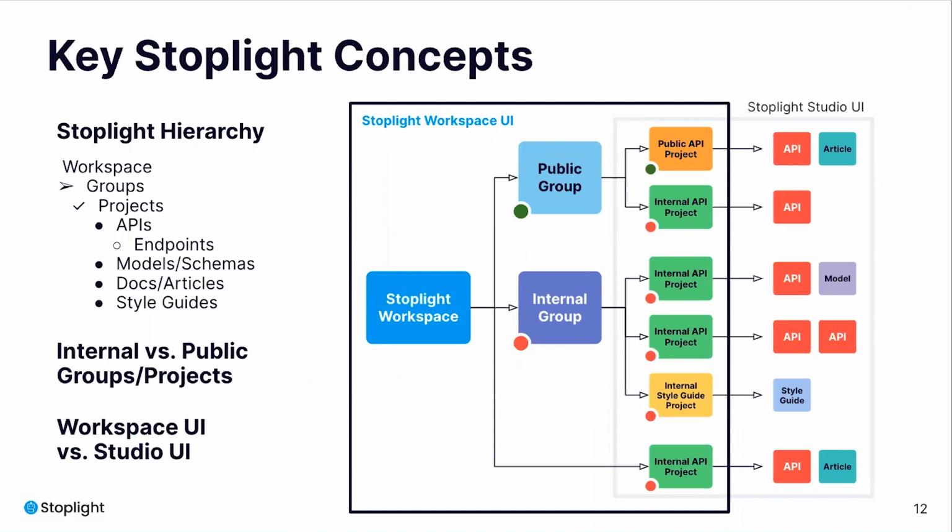All right, so your hierarchy begins at your workspace. In there, you're going to have users, and teams are users grouped together for easier management. And then you have projects and groups. Groups are a collective of projects stored together in a folder for easier management. And within your projects, you have APIs and style guides. And within your API projects, you'll have endpoints, models, schemas, documentation, and articles, along with applied style guides.